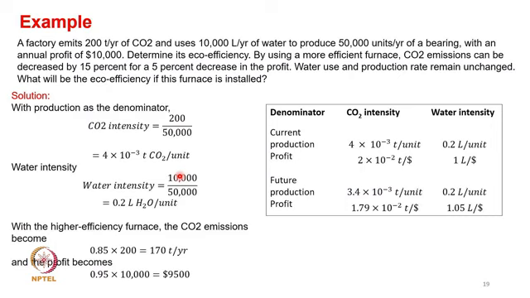So, now look at what the amount of emission is when we have a higher efficiency of the furnace. So, your efficiency is now 85% and the emission becomes 170 tons per year. And the profit in that context would be 0.95 times 10,000, which is 9,500.